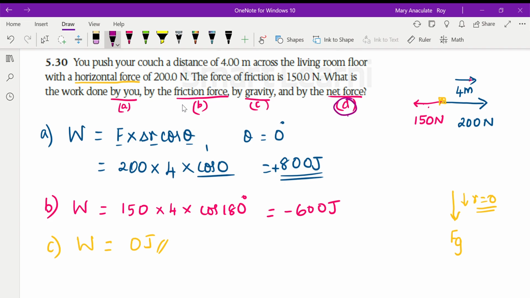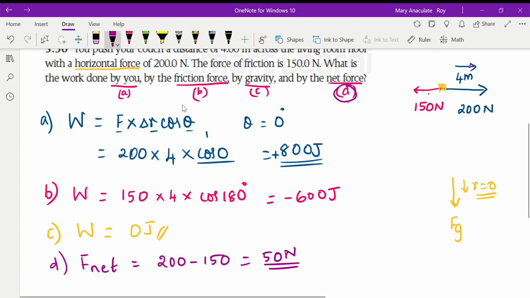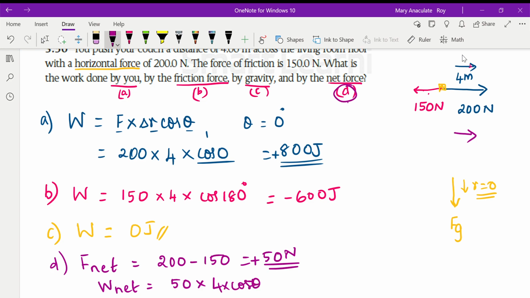And the last part, by the net force, D. So what's the net force acting on the object here? F net will be equal to the forward force, 200, minus the opposing force, 150. So 200 minus 150 gives you 50 newtons. So that's your net force. So the work done by the net force is equal to force times the displacement. Now it's in the positive direction. This net force is in the positive direction, right? So the angle is also 0 degrees here. Cosine 0, if you wish, you can write that as well. Cosine 0 gives you 1. So that's equal to 200 joules.